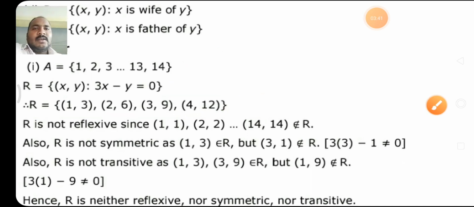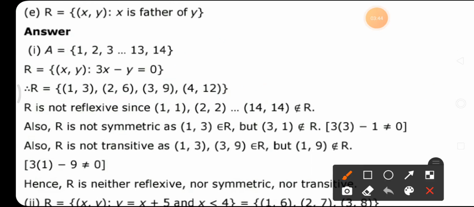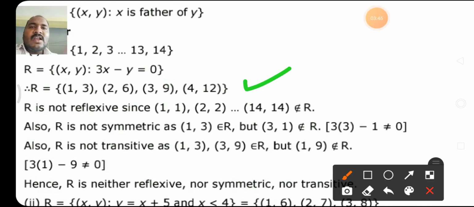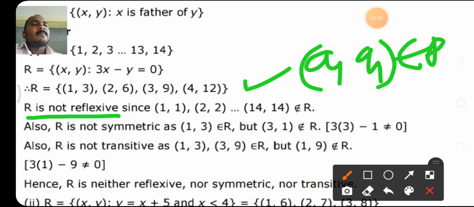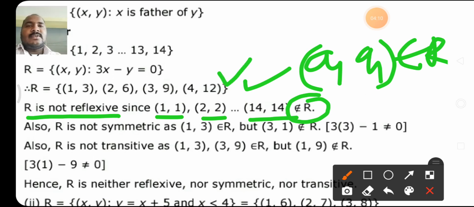Here we observe that this relation R is not reflexive, because we know the definition of reflexive: (a1, a1) belongs to R. But here (1, 1), (2, 2), (3, 3), (4, 4), (5, 5), ..., (14, 14) do not belong to R. It means these ordered pairs do not lie in R. Because of this, R is not reflexive.